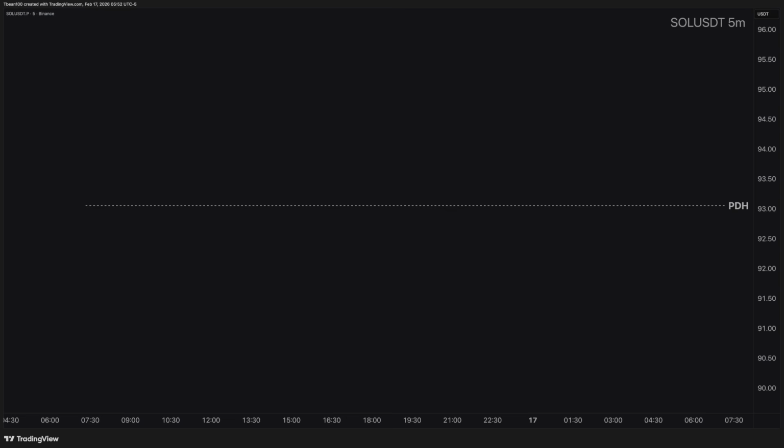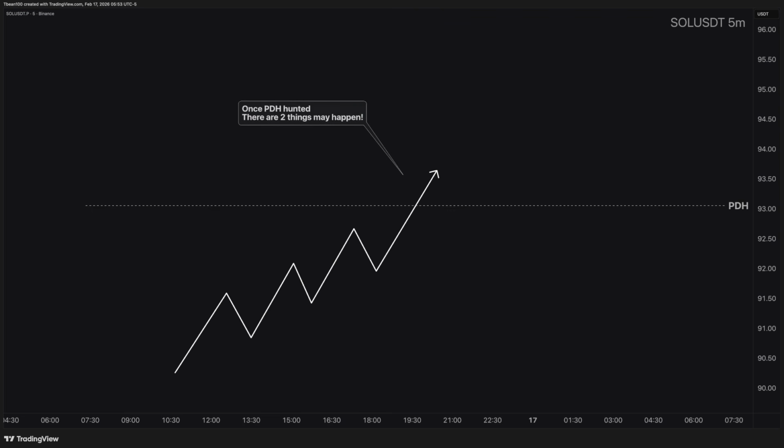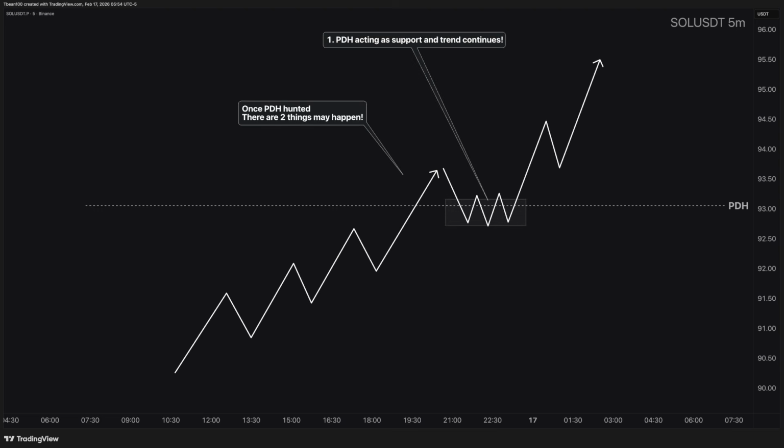Okay, what I want to say here is that institutional levels like the previous day's high and low or the week's high and low can sometimes be very tricky areas to trade around. As you already know, we normally expect price to hunt these levels, especially when the price is trading very close to these zones. However, once that area gets hunted and liquidity is swept, there are usually two possible outcomes that can follow. First of all, in many cases, these institutional levels can act as strong support or resistance areas, and the obvious trend may simply continue in the same direction.